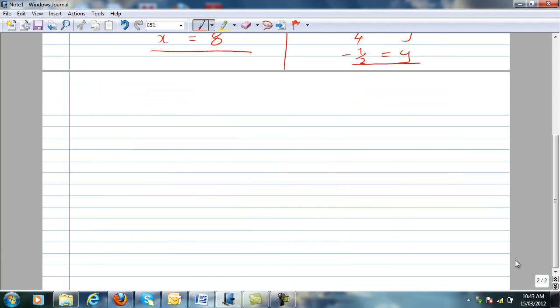Question number 3. We've got 7 minus y upon 4 is equal to 21. I'll do exactly the same thing. I will take y upon 4 to the right hand side, so it becomes a positive. And then I'll get the 21 to the left hand side. 21 is a positive. When I get it to the left hand side, it becomes a negative.